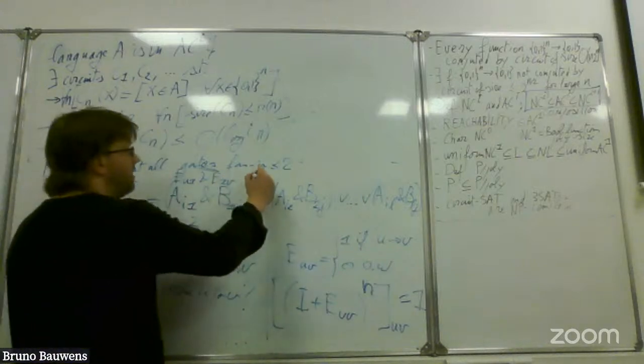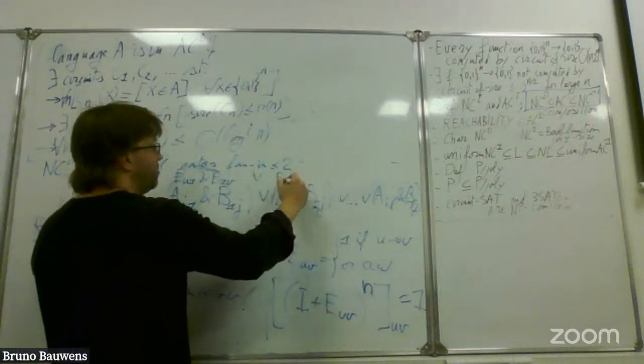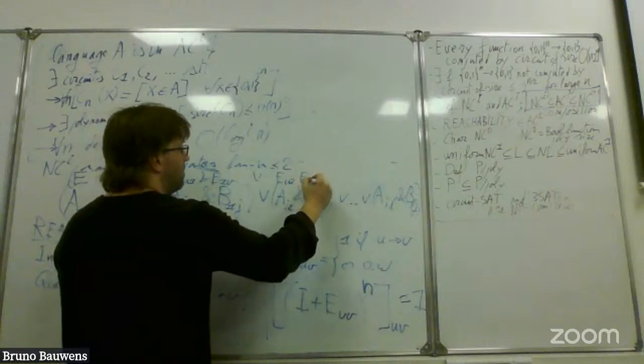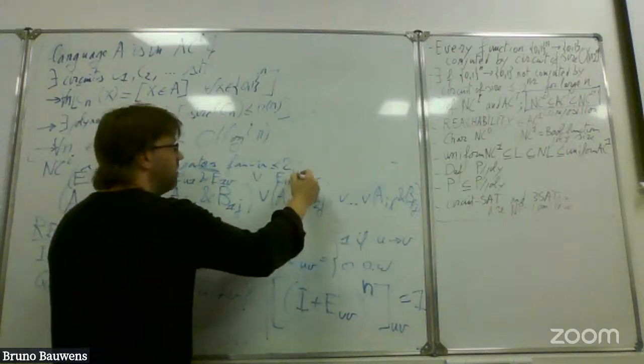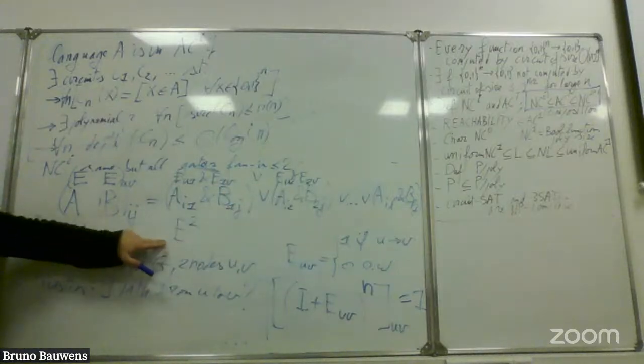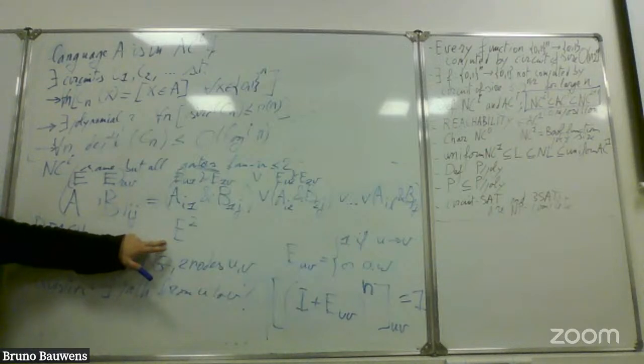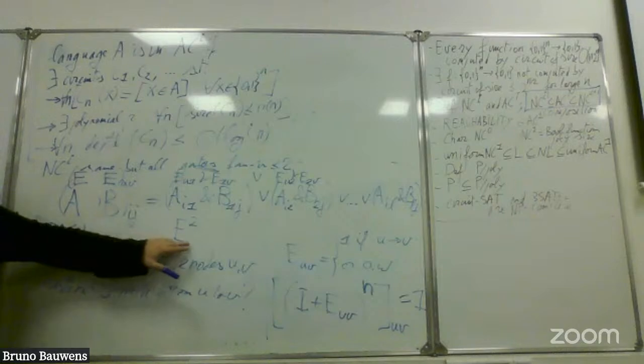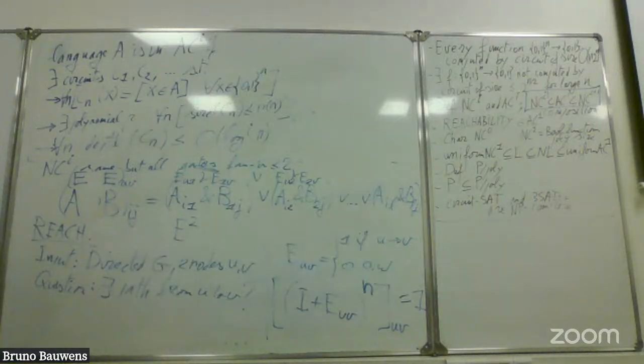Okay, and then the next term will be the same, but for node 2. 2V. And so we go over all nodes. So E squared will have UV entry equal to 1 if there is a path of length exactly 2. Okay, so this is clear.